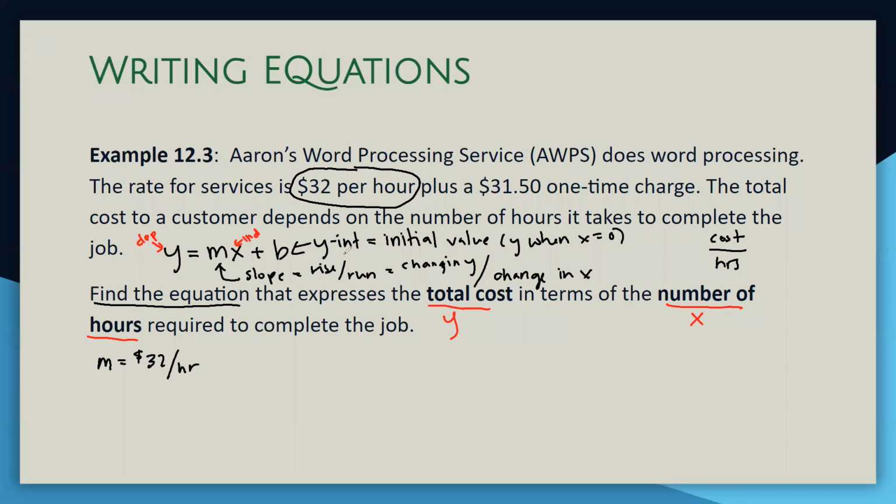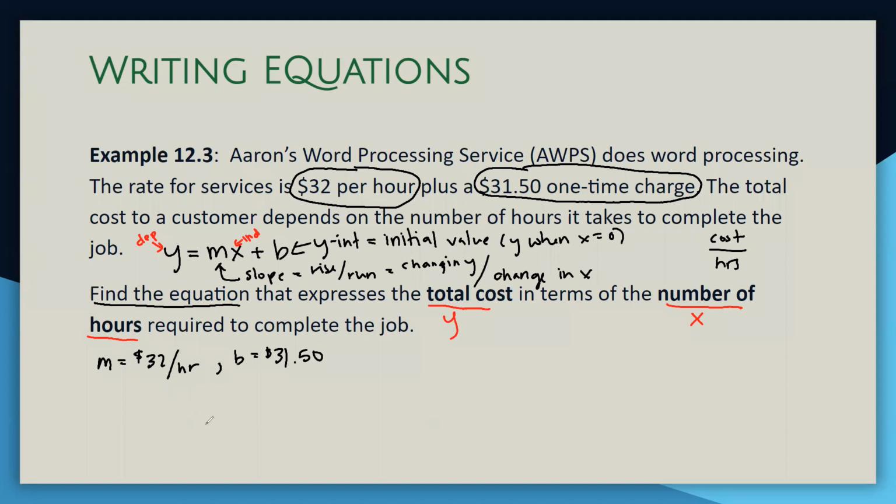My y-intercept is an initial value. And I can see it says the rate for services is $32 per hour plus a $31.50 one-time charge, meaning just to order the service, regardless of how many hours I spend, I have to pay $31.50 up front. So that's that initial value. That's that base charge. And then $32 for every hour that the service takes. So my initial value, or my y-intercept, is going to be $31.50.